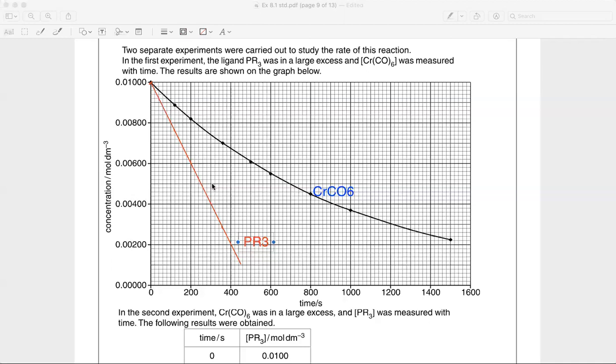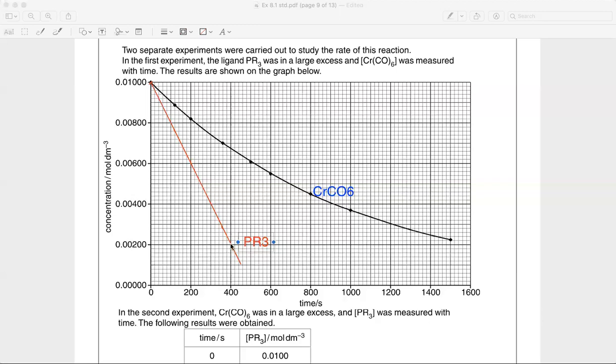About the zero order? Yeah. Okay, so PR3 is zero order because it is a straight line. Straight line means the rate is constant at any concentration, okay? The rate is constant at any concentration. So if you take the concentration of 0.01, that's the rate. At 0.008, the rate is the same. At 0.004, the rate is also the same. At 0.002, the rate is the same.